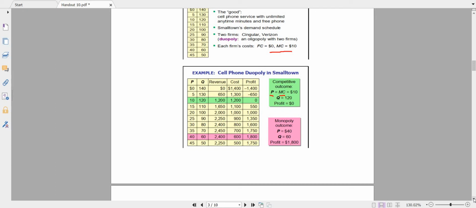I explained to you in the last example that the cartel outcome is going to be the same as the monopoly outcome. So if firms A and B, which are Verizon and Singular in this case, act as a cartel, if they collude together, both will be producing 30 units of output. The market price is going to be 40, and as a result each firm will be earning 900 as profit.